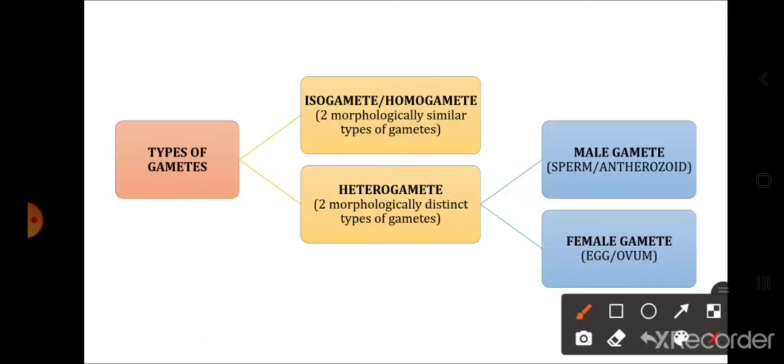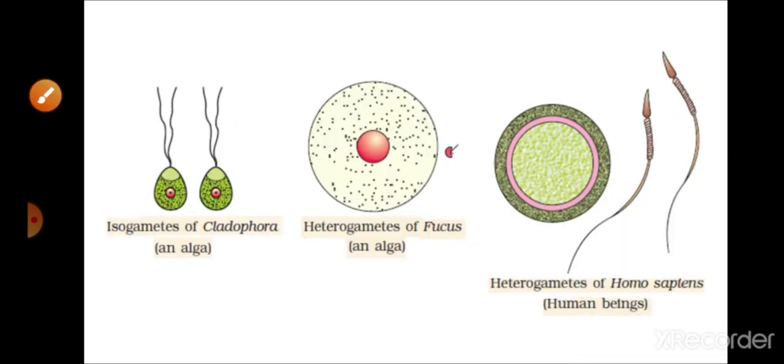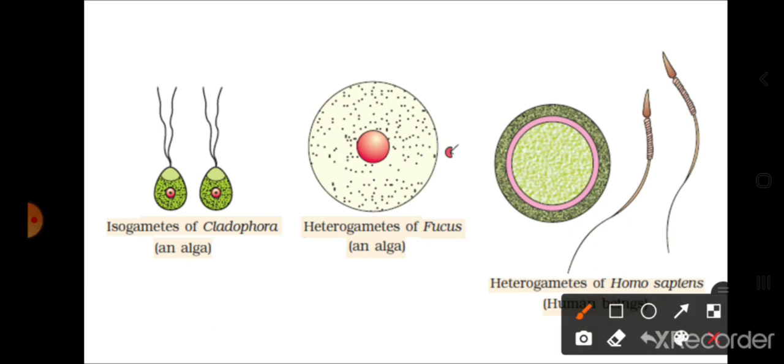So students, we can conclude that there are two types of gametes: isogametes or homogametes, which are two morphologically similar gametes, and heterogametes, which are two morphologically distinct types of gametes. These heterogametes are of two types: the male gamete, called sperm or antherozoid, and the female gamete, called egg or ovum. Now, these are the diagrams. See, these are two gametes which are morphologically similar. Here we cannot say which one is male and which one is female. So, these are called homogametes or isogametes. They are found in Cladophora, which is an alga.